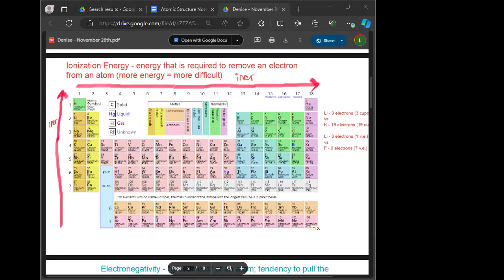Okay. So ionization energy increases going up and to the right. So helium and neon, for example, are going to have very, very high ionization energy levels. Okay, and then let's talk about why the ionization energy is increasing as you go up.